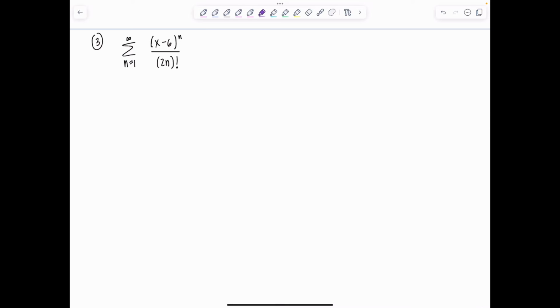Okay, here's a fun one. We did this in class yesterday. We have the sum, n equals 1 to infinity, (x minus 6) to the n over (2n) factorial. Yes, we're going to start off doing ratio test as we have been. The factorial also is a dead giveaway.